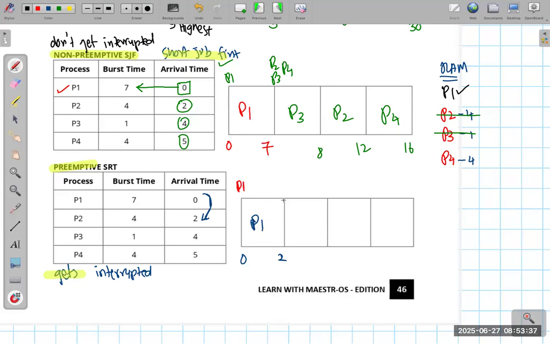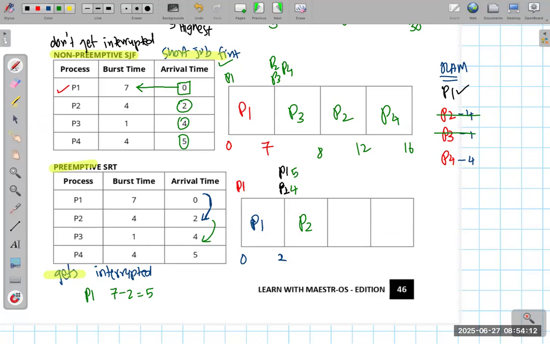In time unit 2, you will see that P1 stays. You will also have P2. So among them, the remaining times. P1's remaining time: P1 needs a total of 7. If we give 2 out of 7, it will be 5. So P1 is 5, P2 is 4. So who will be taken in? P2. P2 will be run until a new process comes in. That's 4.